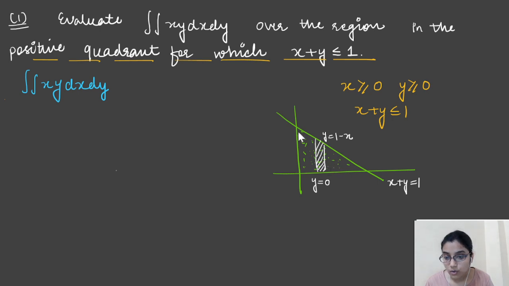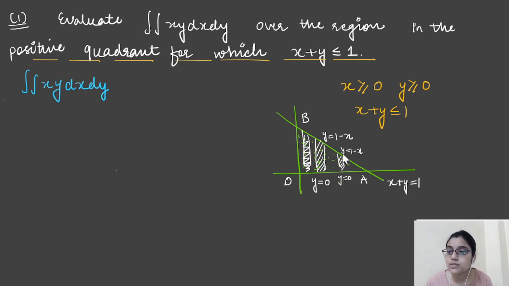Throughout this whole region, which I am marking as OAB, wherever you want to draw a strip, you can draw it. Suppose you want to draw here, or here, anywhere you want, you draw it. But it is always going to be from where to where? 0 to 1 minus x. You can evaluate it on your own.